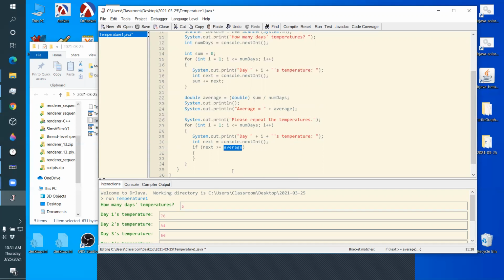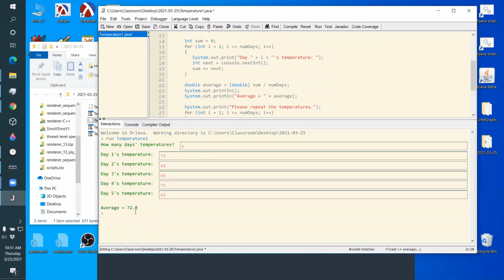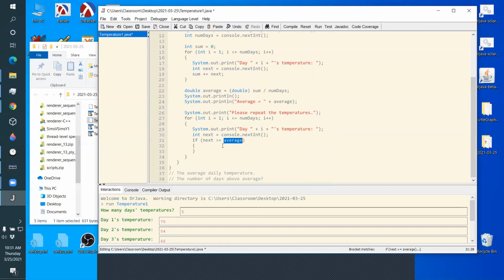Return it's greater than? No, well, what do you mean return? Think about what I'm doing here. Down here, the average is 72. 78 is above average, 84 is above average, not above average, not above average, not above average. Oh, there's 2 days above average. What I'm doing is counting how many days are above average. So I'm going to create a variable called count, and I'm going to add 1 to it because I found a number is above average.